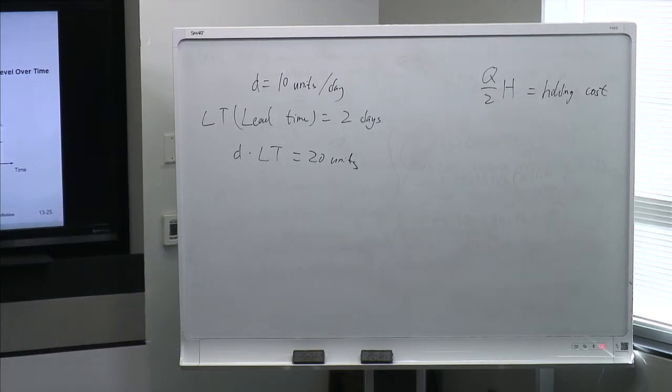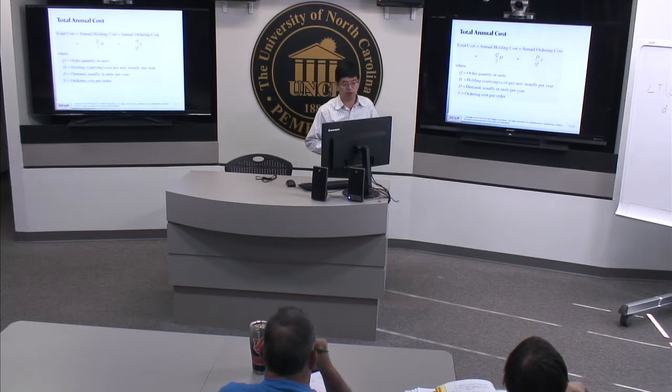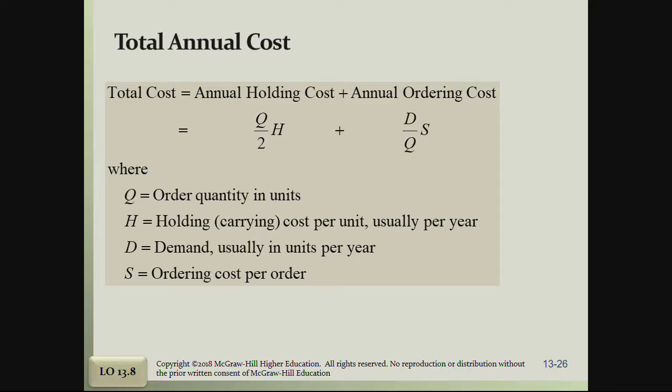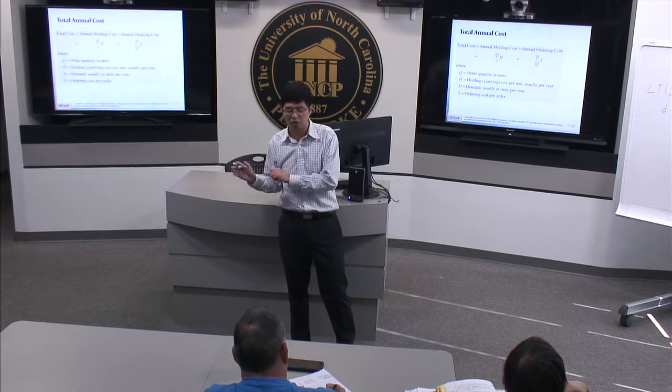What does H stand for? H is the holding cost per unit per year. It's here, right? Holding cost per unit per year. That means if you hold one iPhone in the warehouse for 1 year, what is the cost? Maintenance cost, cleaning cost, security cost, and so on. That's holding cost per unit per year.